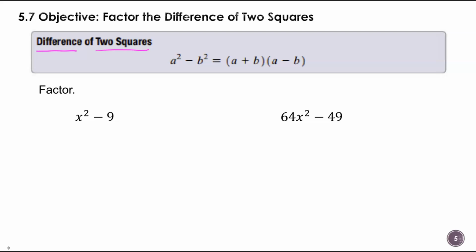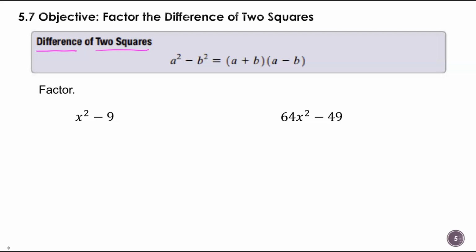So I have like x squared minus 9. Those are both perfect squares. It's two terms and subtraction. And same thing with the 64x squared minus 49. They are both perfect squares, and there are two terms and it's subtraction. So it's important that if that's what you're given, then you know that, oh, I can factor it this way.